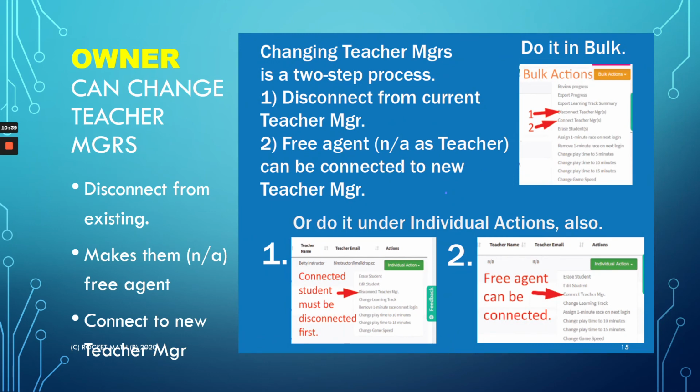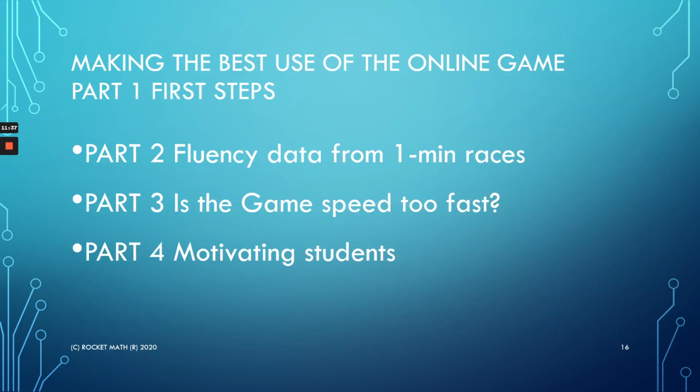Now, an owner can move one student from one teacher manager to a different one. It's a two-step process. They have to be first disconnected from their current teacher, and then they become a free agent. It says NA on their name, where the teacher's name normally is, and then they can be connected to a new teacher. So this can be done with an individual, disconnect them from one teacher manager, and then connect them to a new teacher manager, and it can be done with a group of students in bulk actions. Select all the ones you want to disconnect, then select them again and connect them to a different teacher manager. Again, if you have a student in your class who doesn't belong there, and you're a teacher manager, you're going to have to tell the owner to make that change.